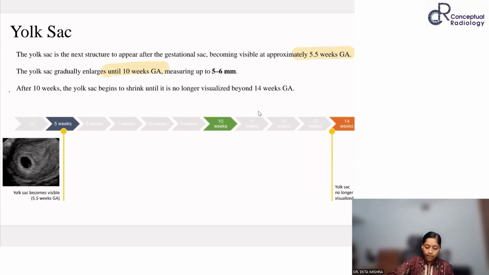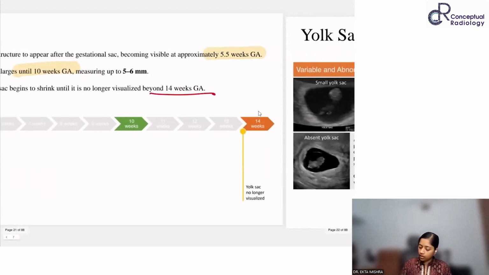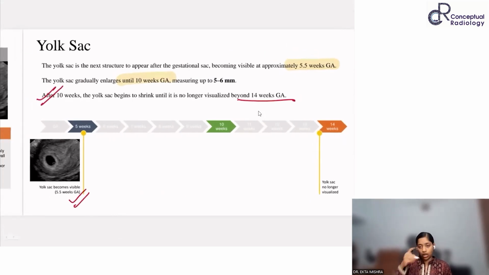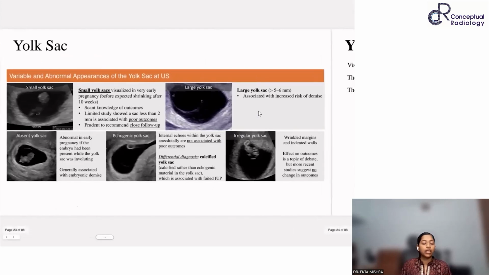Is that clear? So till 10 weeks, yolk sac is very prominent, and then it goes on decreasing in size, becomes shrunken, and after 14 weeks, you don't see it. So that was our timeline. 5th week, 5.5, you started seeing yolk sac, and by 14, it is no longer visualized. So that was the normal appearance.